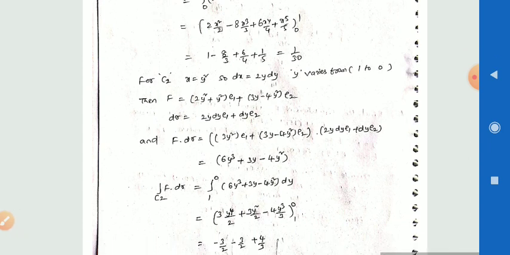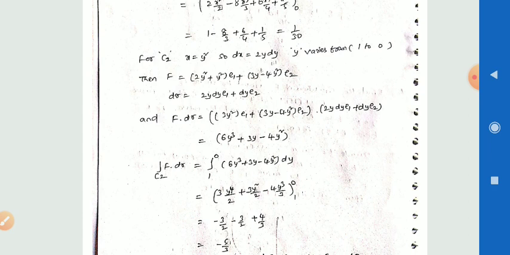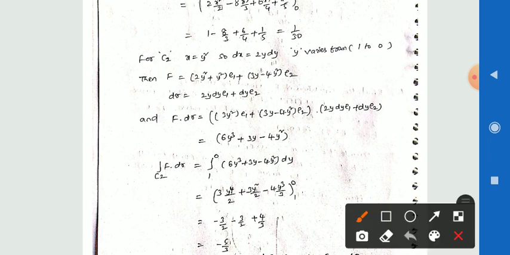Here I am taking the integral over curve C2 of f dot dr, which is equal to the integral from 1 to 0 of (6y cube plus 3y minus 4y square) dy. By doing the integration and substituting the limits from 1 to 0, we get minus 3 by 2 minus 3 by 2 plus 4 by 3. By calculating, the integral over C2 of f dot dr is minus 5 by 3.